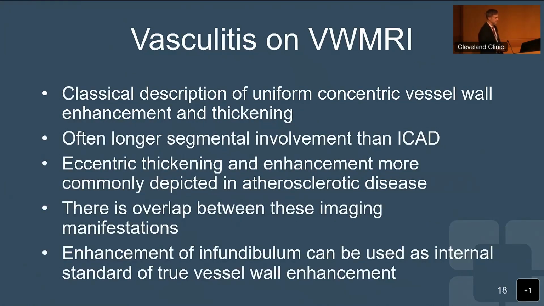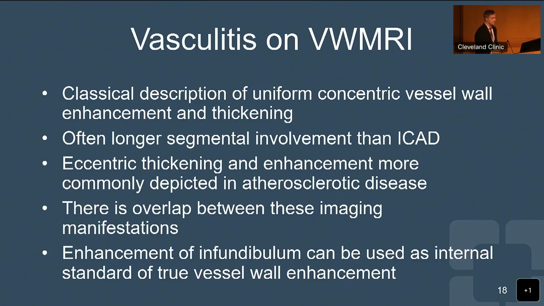So how about vasculitis on vessel wall MRI? The classical description is uniform concentric vessel wall enhancement and thickening, often with longer segment involvement than in ICAD. That's one of the big differentiating diagnoses, where you want to make sure you're not falsely attributing vasculitis to intracranial atherosclerotic disease. ICAD usually shows eccentric thickening and enhancement. There is overlap, however, between these two entities. You can see concentricity with ICAD, and you can see some eccentric vessel wall involvement with vasculitis.